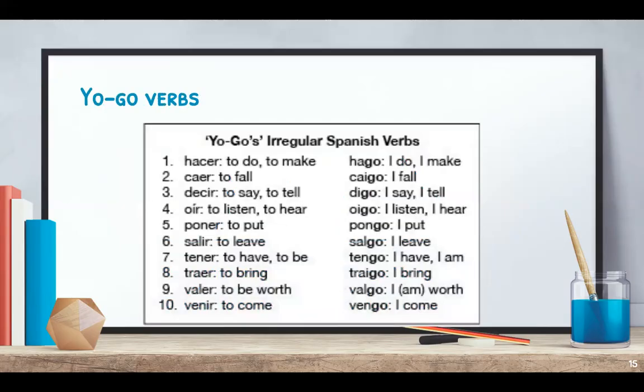So just a quick look at yo-go verbs. Here are some of our common yo-gos in irregular Spanish verbs. Some of these verbs will be irregular in different ways, like they'll be stem changers or spell changers. But you should at least know the yo forms of these verbs, especially tener, hacer, decir, poner, salir, and venir are so common. We use these all the time in the present tense. So you really want to be able to use those.